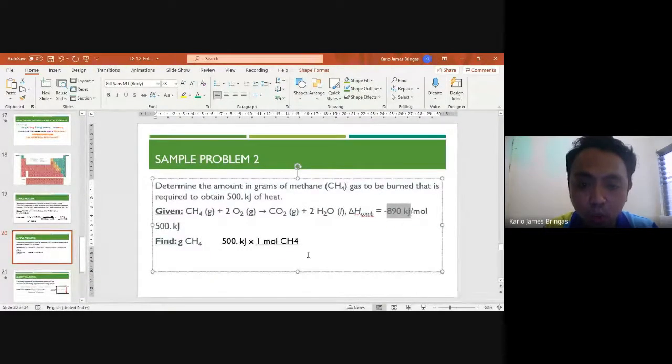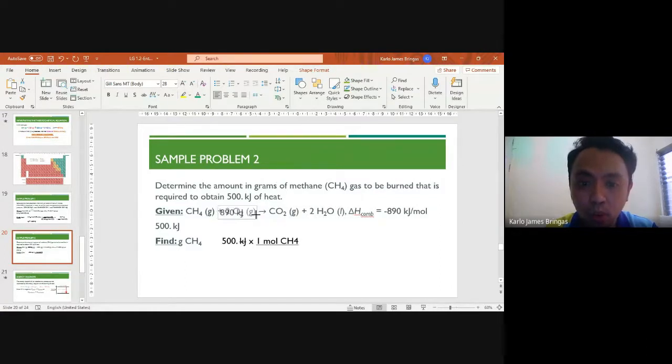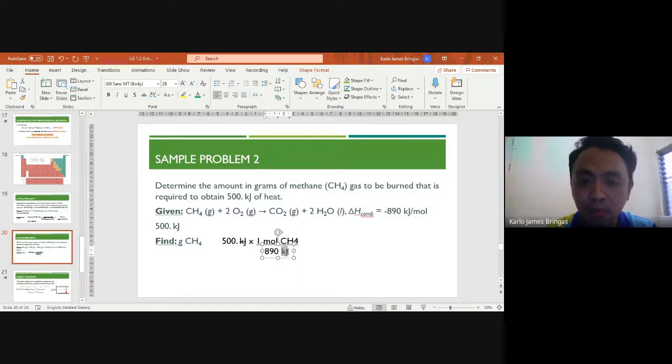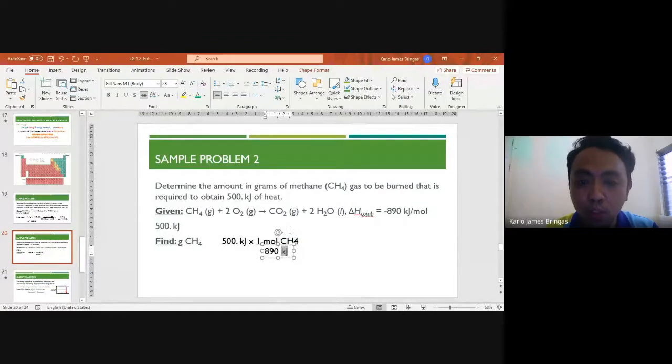Notice here, guys, we don't write the sign na negative or positive. We just have to write lamang the value. So mapa-positive man iyan, mapa-negative man iyan, we're only interested in the value of this. So writing it in this way, what you observe is that ang kilojoule na nasa numerator in the 500 kilojoule, it cancels out the kilojoule in the denominator ng conversion factor. So that doing so, we now get our moles na lamang na natira.